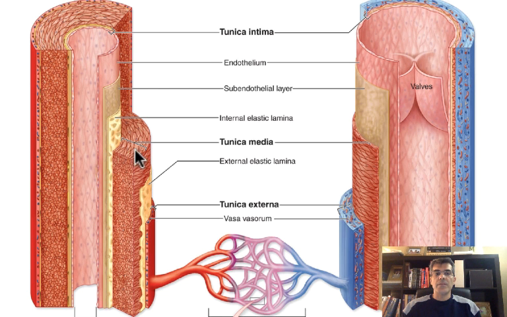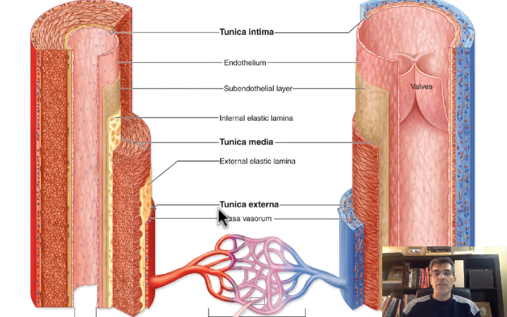Tunica media, on the other hand, or the second layer, is composed of two structures. The main one is the muscle, a smooth muscle. As you can see, a smooth muscle in the case of artery is pretty thick, in the case of vein is pretty thin. However, in the case of artery, we have another elastic lamina here, and that is called external elastic lamina, which is not found in the vein.